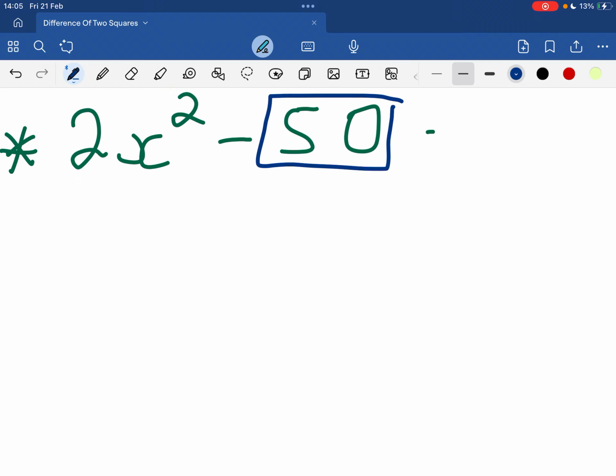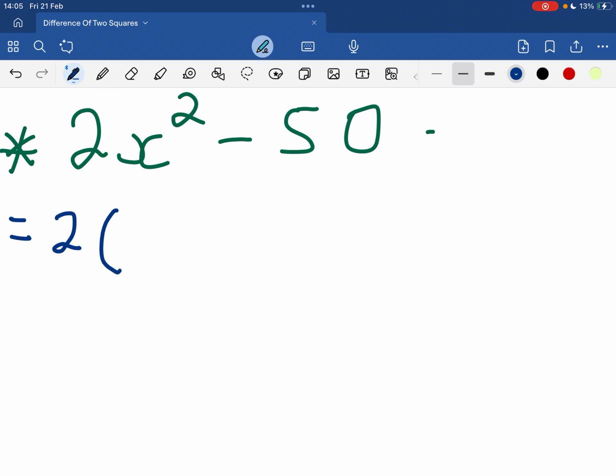Is 50 a perfect square? No. If you try to find the square root of 50, you won't get a whole number. So this is not a difference of two squares. How can we factorize it? Well, I hope you remember from last time, we learned about how to take out a common factor. Is there a common factor here? Yes. That common factor is 2.